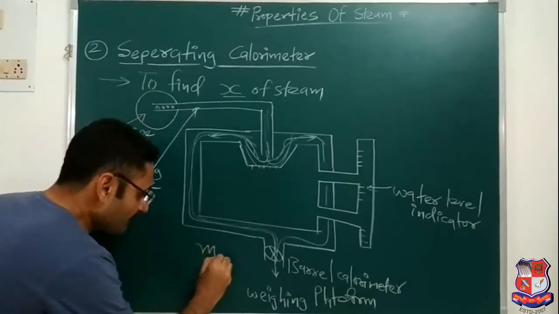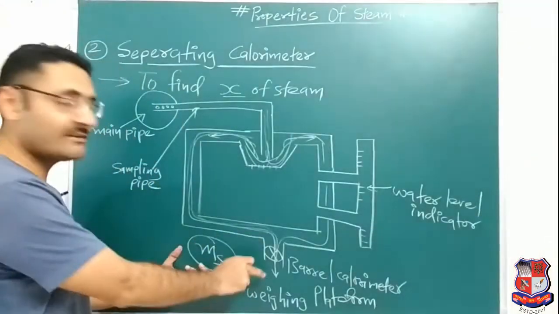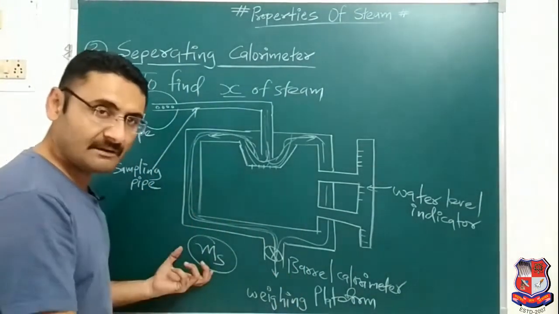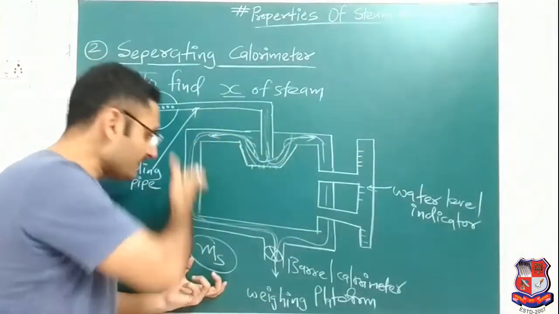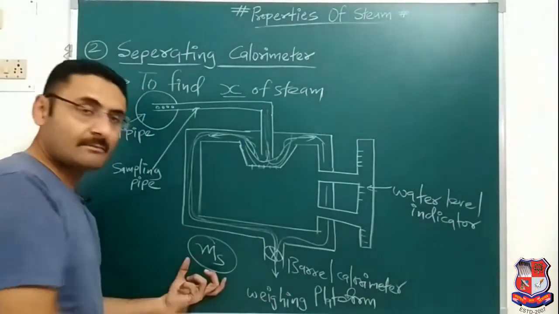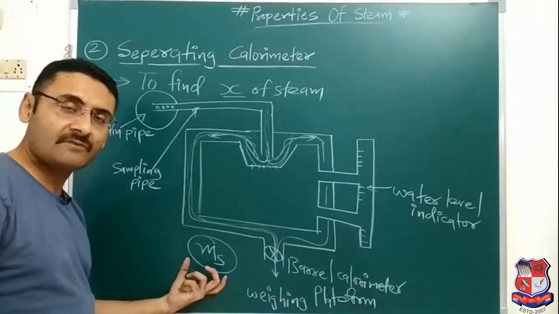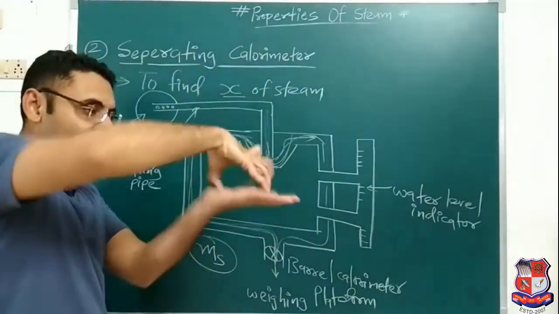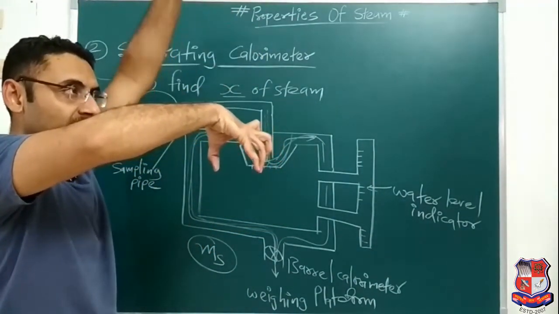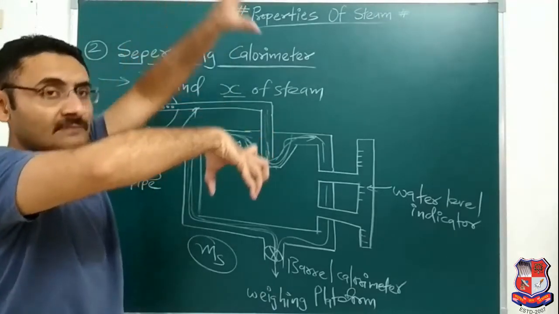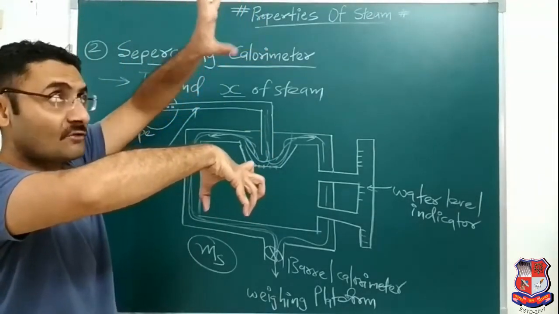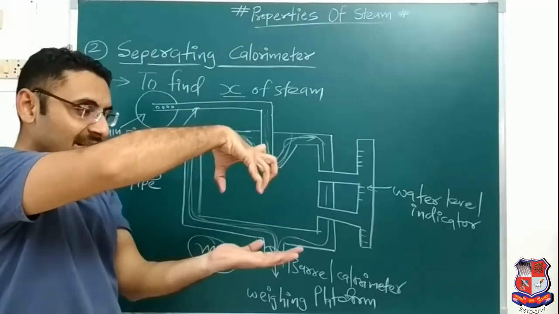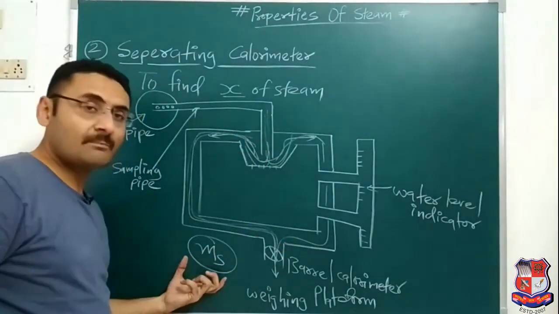So the barrel calorimeter will measure what? Mass of steam. How will the barrel calorimeter measure the mass of steam? Because the barrel calorimeter is located on one weighing platform, and that weighing platform will measure the mass of the steam, because over here steam is entering the barrel calorimeter. So over here the weighing platform is there, that is your barrel calorimeter, and from the top side of the barrel calorimeter steam will enter, because at the top side the separating calorimeter is present. So from the separating calorimeter, vapor particles will enter the barrel calorimeter, and the barrel calorimeter is present on the weighing platform. So the barrel calorimeter will measure what? Mass of steam.